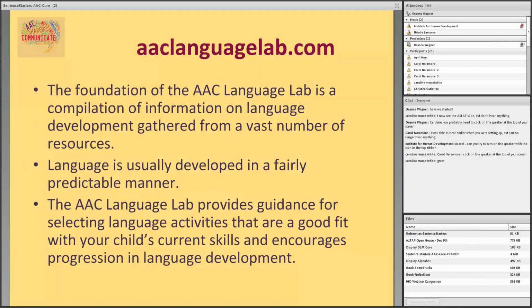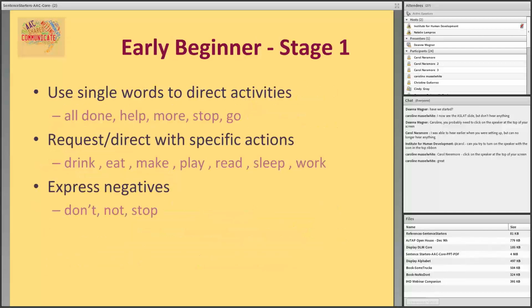Another good resource for thinking about word combinations and strategies for helping people who use AAC to build their language skills is to look at the AAC Language Lab. This is a resource for parents, teachers, and therapists looking at stages of language development. So I think this is really exciting to be able to see some specific recommendations for what kind of words to work with when your students are at earlier developmental stages in their language.